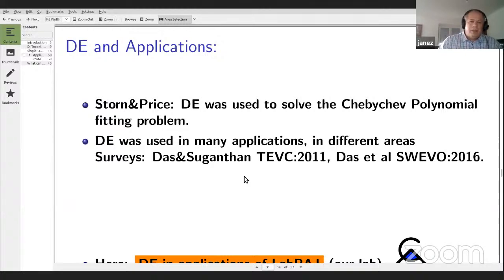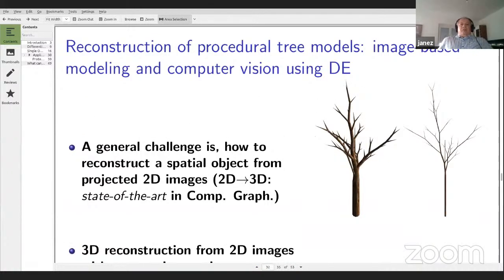Some of them are maybe some years old, but are quite interesting, and I can show you. We use DE, first of all, for procedural tree models, for modeling and also for reconstruction. So the general question is how to plot a tree. It is not so easy to ask a computer just to plot one. Of course, you can take a photo and put it on your screen. It's fine, but this picture is then somehow fixed, but maybe we want some animation and so on.